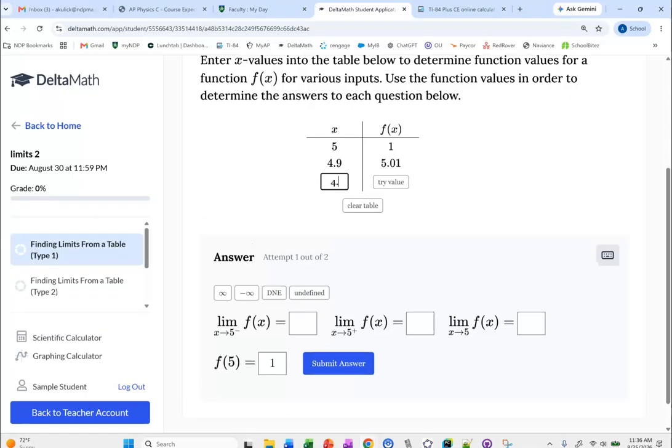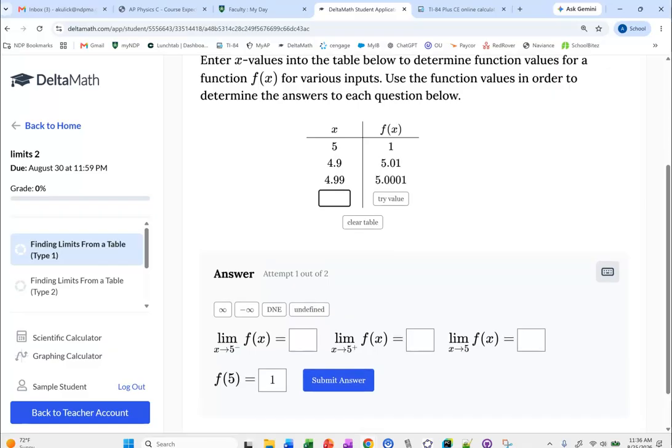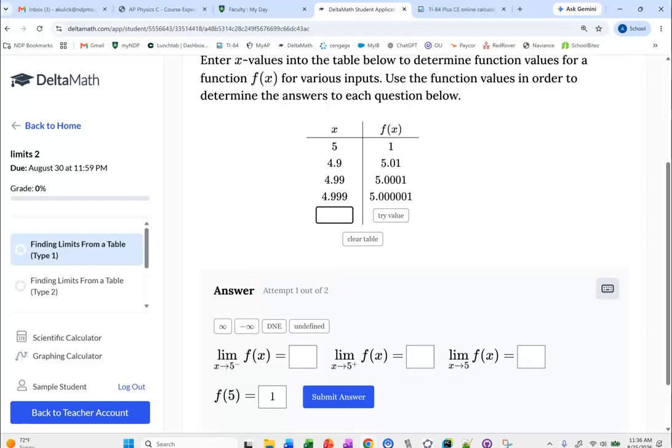And then I'll look at 4.99, and then 4.999. And at this point, I'm pretty convinced. What y value are we heading to? 5.